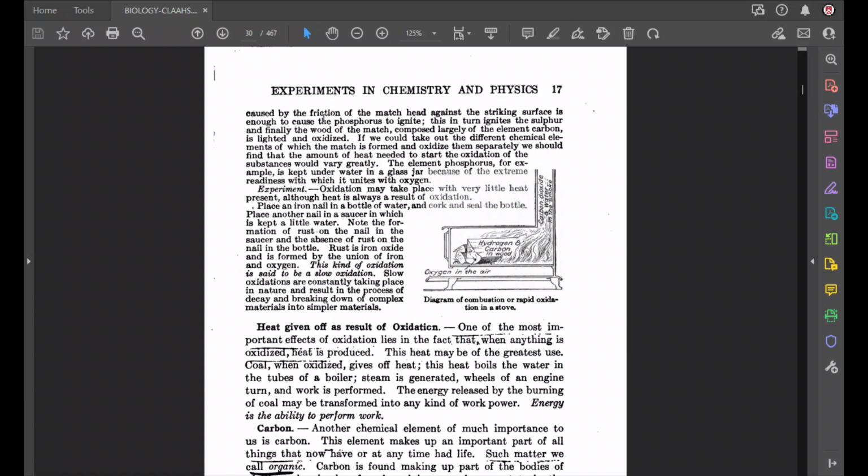That causes the sulfur to light. That creates more heat, and that actually lights the wood of the match. It's like when we start a fire in the fireplace.